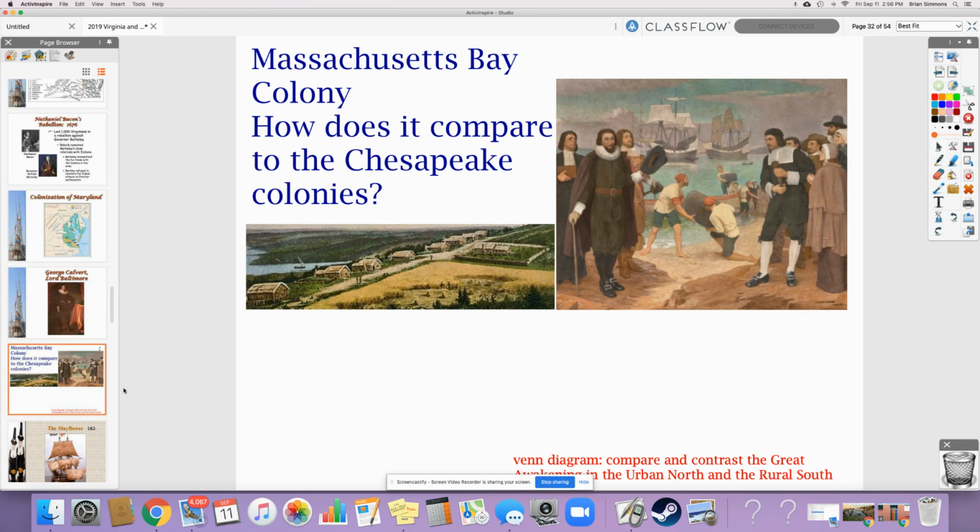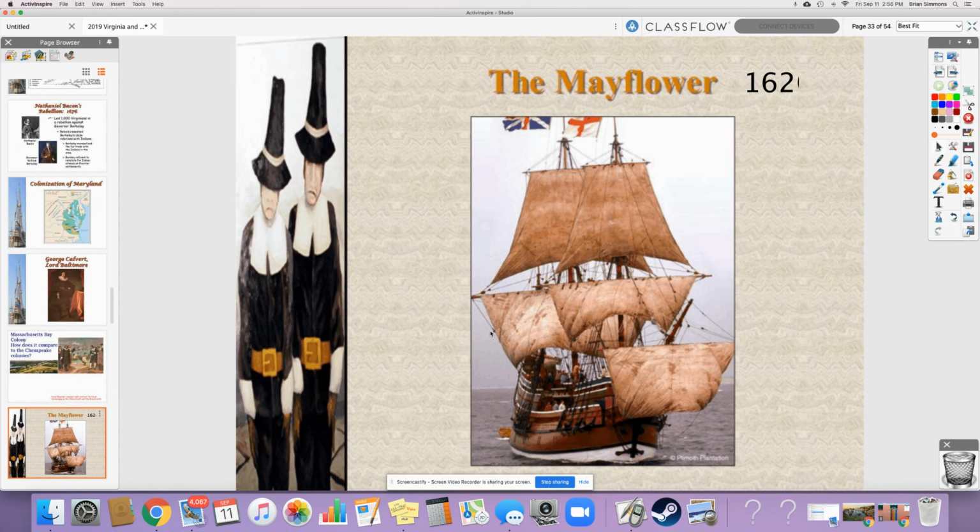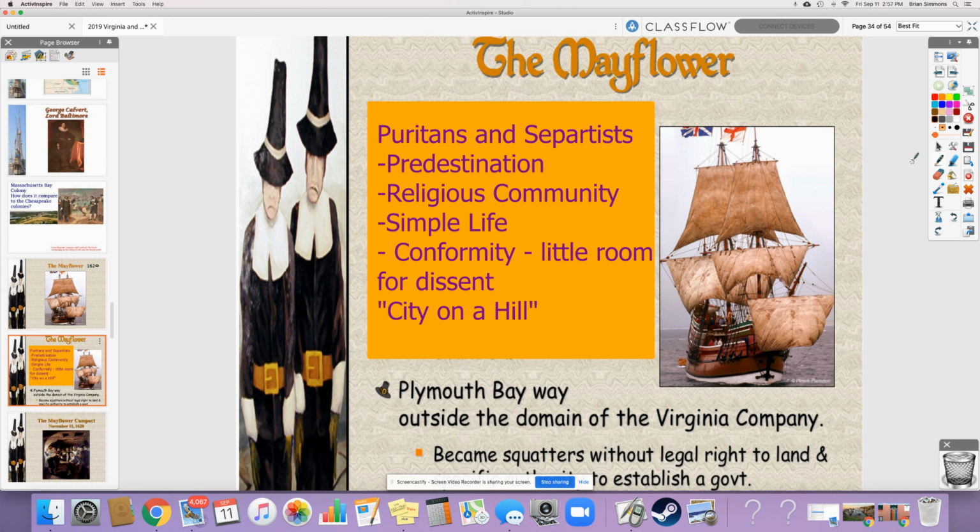How does it compare to the Chesapeake colonies? So Virginia was founded in 1607. The Mayflower set sail for originally Virginia, gets put off course and ends up in Massachusetts in 1620. The Mayflower is going to be filled with a group of people known as the Puritans.